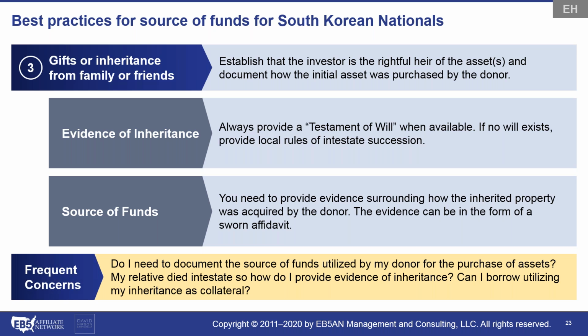If they don't want to sell it, then they usually get a loan using the real estate as collateral. But I'm going to explain why people are hesitant to use loans nowadays when we go over the next slide about the loan. So now, gifts or inheritance.